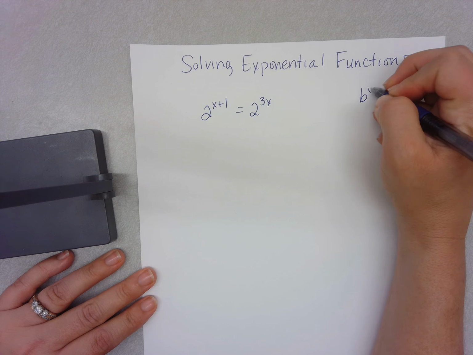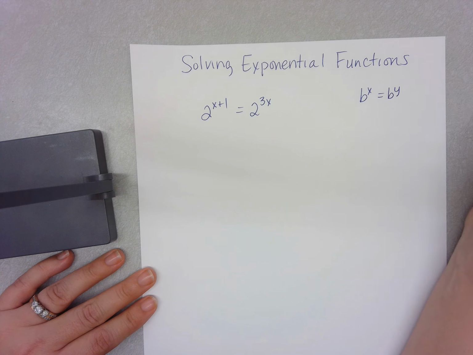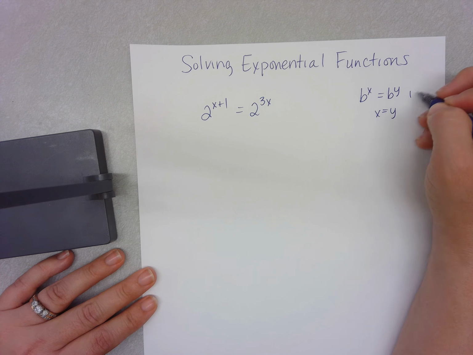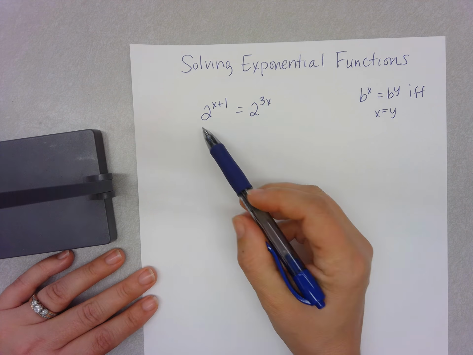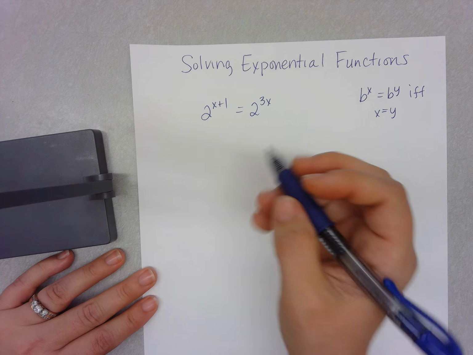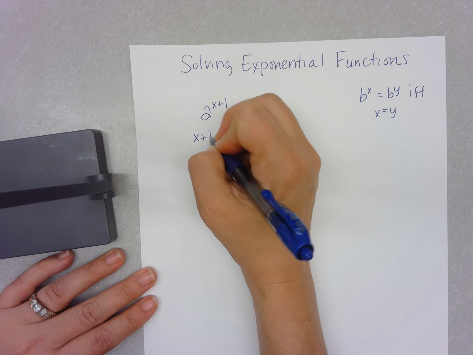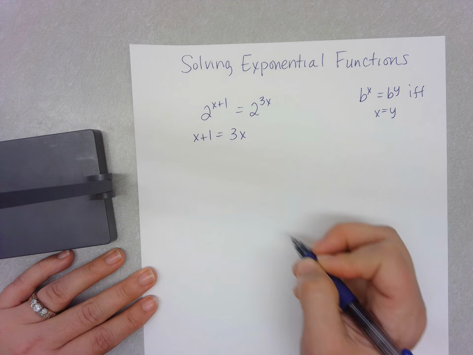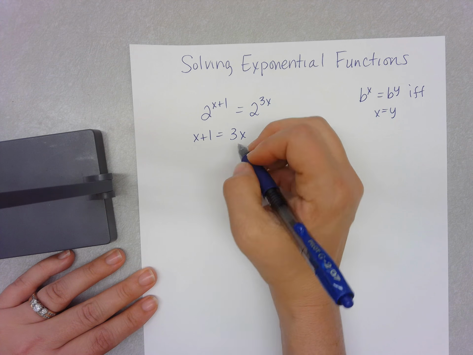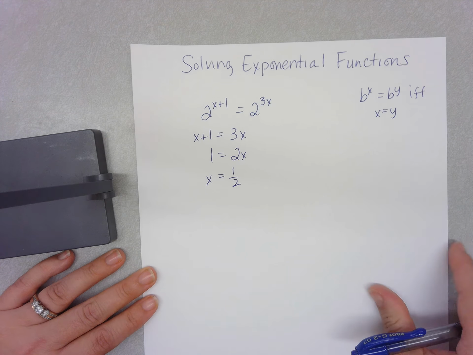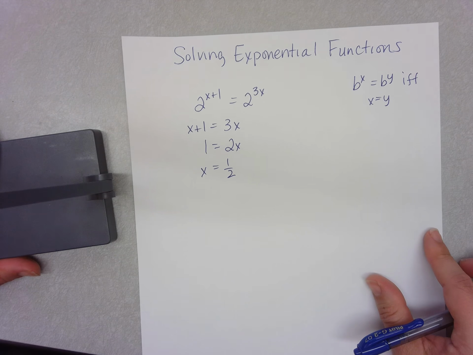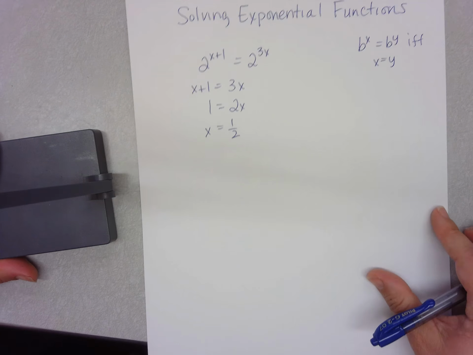If I have b to the x equals b to the y, this can only be true with a one-to-one function if x equals y. So this is true if and only if x is equal to y. Okay? So if that's the case, then I have 2 to a power equals 2 to a power, and that means my powers must be equal. So I get x plus 1 equals 3x. If I move this x out of this side, I get 2x equals 1, so my x is 1/2. Alright, so if my bases are equal, then I can just set the two powers equal to each other.